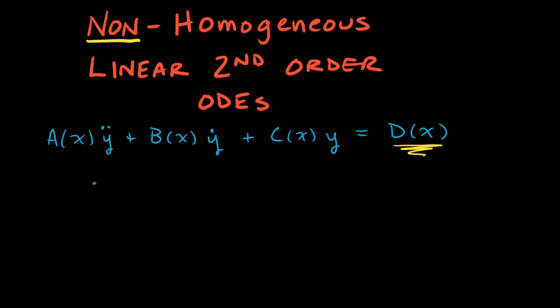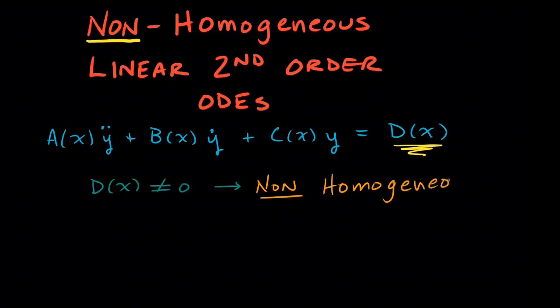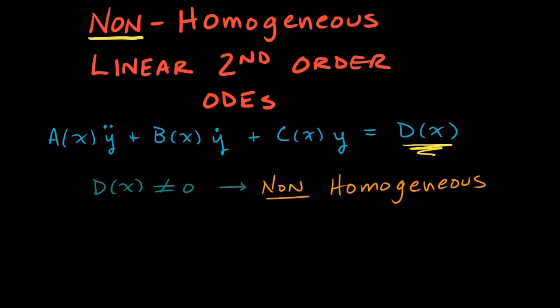Okay, so d of x is not 0 for the non-homogeneous case. Also, we're going to deal entirely with constant coefficient equations, and that really means that a of x, b of x, and c of x are going to be constant.